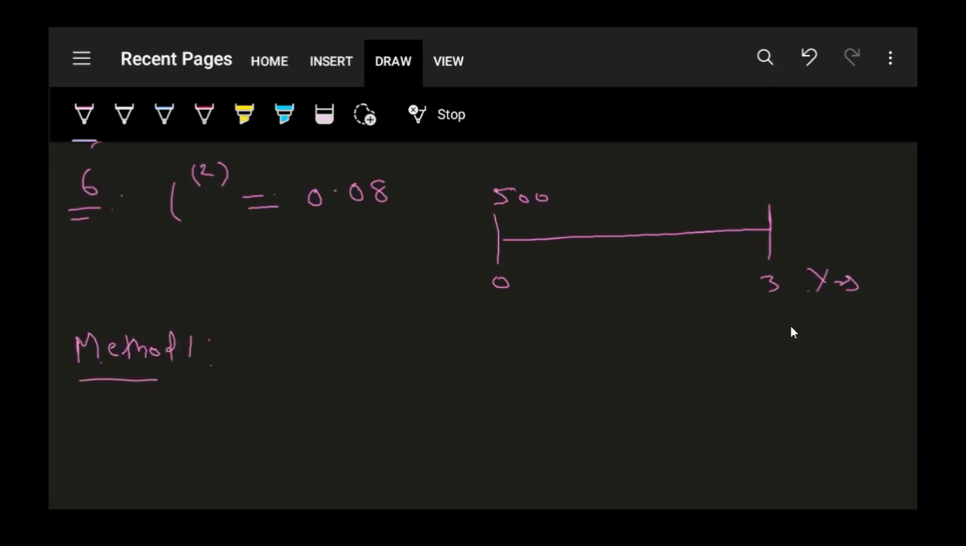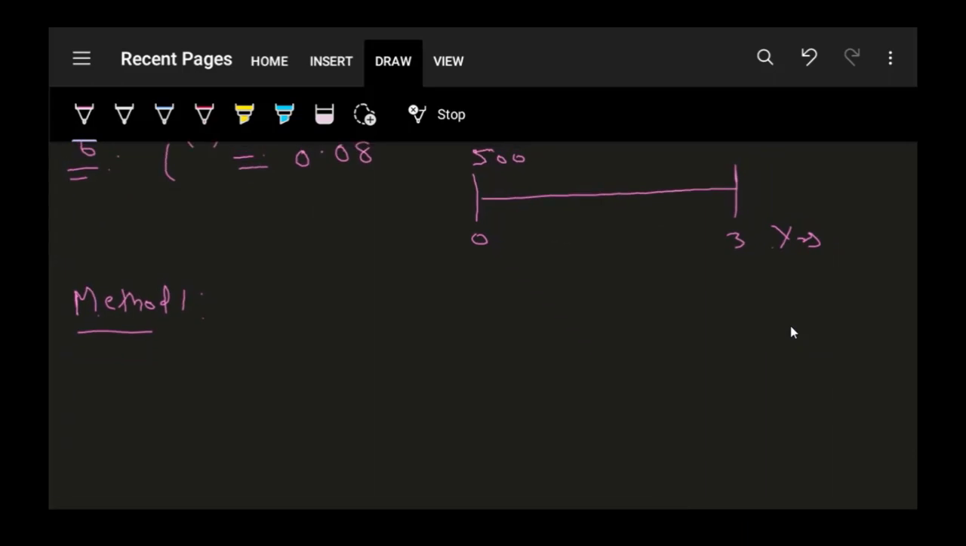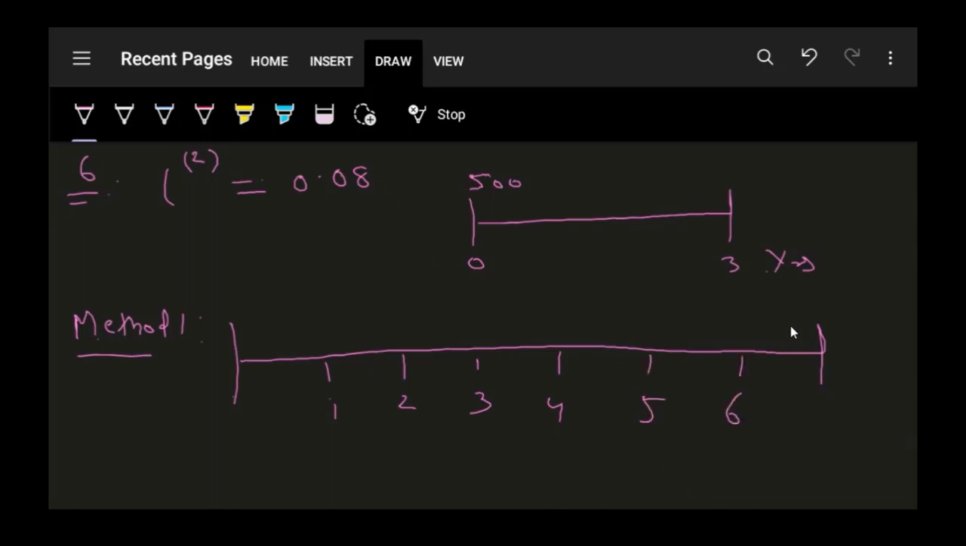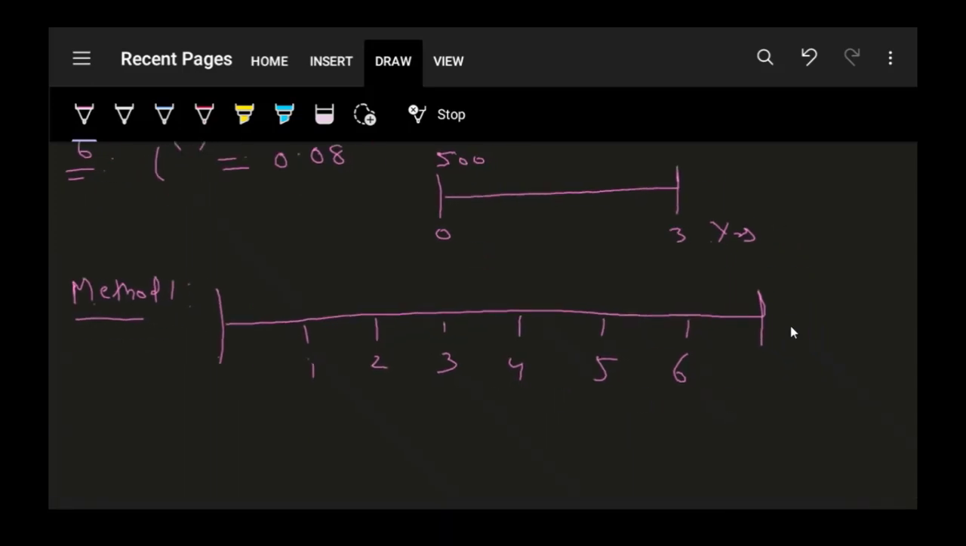method 1. In this method, we'll break the whole timeline into 6 months periods, like this. So in 3 years, there are a total of 6 six-month periods: first, 2, 3, 4, 5, and then 6. The effective rate per 6 months will be 0.04. So we are earning an interest rate of 4% every 6 months.